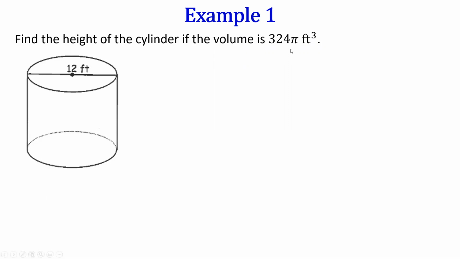Well, since you know what the volume is, it should make you want to use your volume formula. And a quick reminder that the volume formula of a cylinder is V equals uppercase B times H, where uppercase B is simply the area of the base. In this case, it's a circle, so we know that's pi r squared.